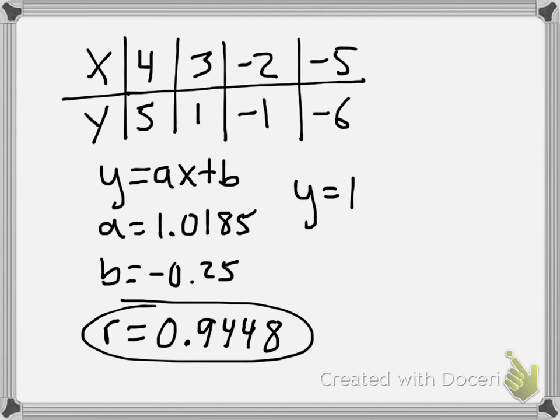Now you don't have to write all of these decimal places when we do these. Usually 2 decimal places is good. So 1 point 0 2 x, and then minus 0.25. So that would be my line of best fit. Y equals 1.02x, again rounding to 2 decimal places, minus 0.25.